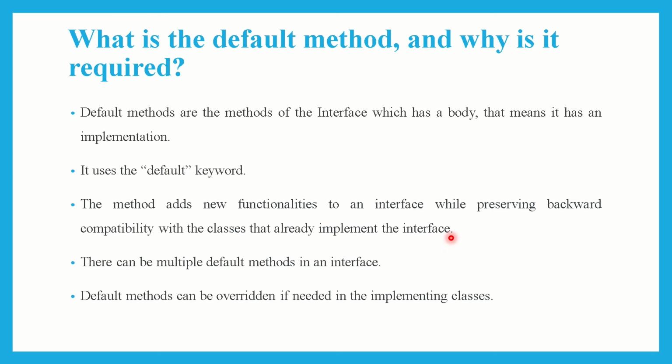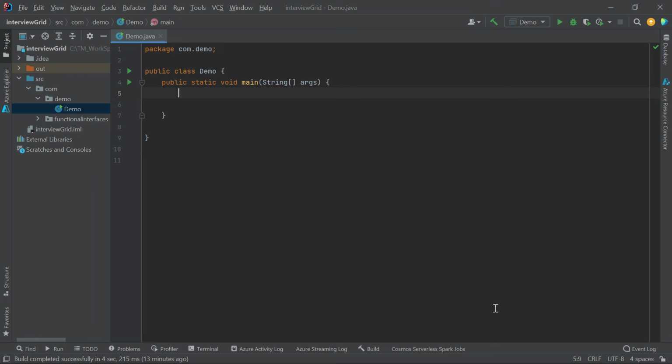How can you do that? You can do that by declaring the method as default. There can be multiple default methods in an interface. Default methods can be overridden if needed in the implementing classes. When you declare a default method in an interface, you can give any implementation you want, but if the implementing classes want to give their own implementation, they can do that. Now let's check the practical of the same.